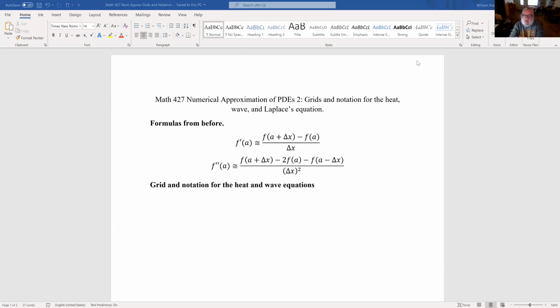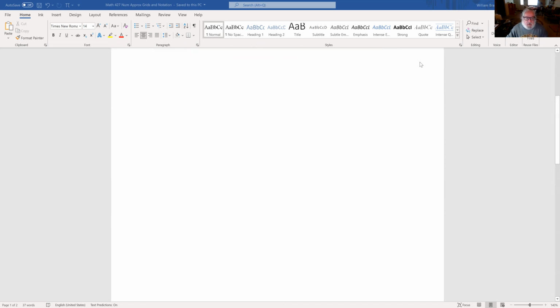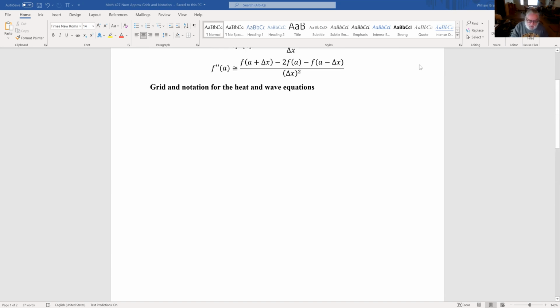Okay, so now that we have our formulas for our approximations for the first and second derivatives, we need to set up grids for the heat and wave equations, and then also for Laplace's equation. So for the heat and wave equation, these are time dependent. They have a t term.